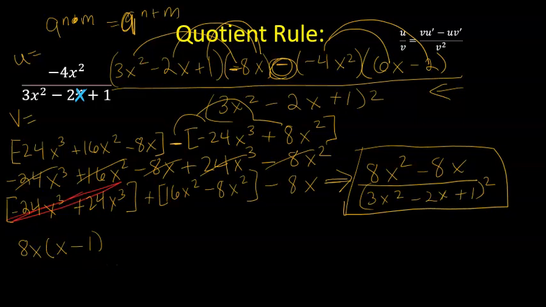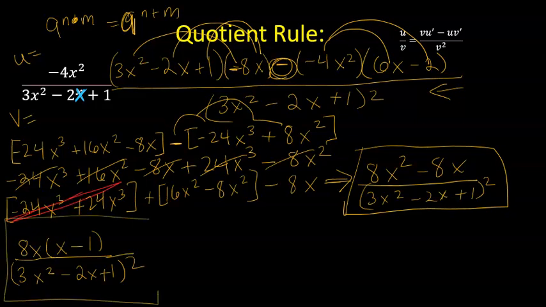Let me do a better line. And then I have the denominator, 3x to the second minus 2x plus 1 right here. Great. This can also be the answer. Both of these are the same thing. All I did is just pull out an 8 and an x to just kind of tighten it up a little bit. Although, I think I like this one better visually.